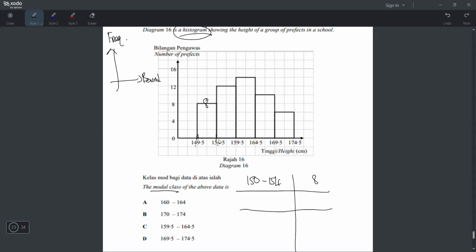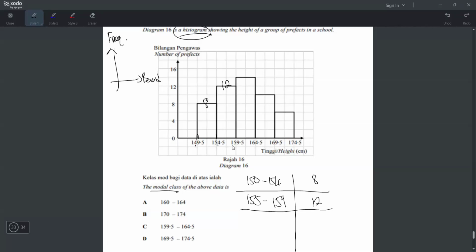Okay, let's do the next one. What is the next class? 154.5. What is the lower limit for the next class? 155, until 159. Because if you write it like that, then only is it possible for the lower boundary to be 154.5. Do you understand? Why did I write 150 to 154? Because if you write like this, then only it's possible for the lower boundary to be 149.5 and the upper boundary to be 154.5. Then 155 to 159, the frequency is 12.